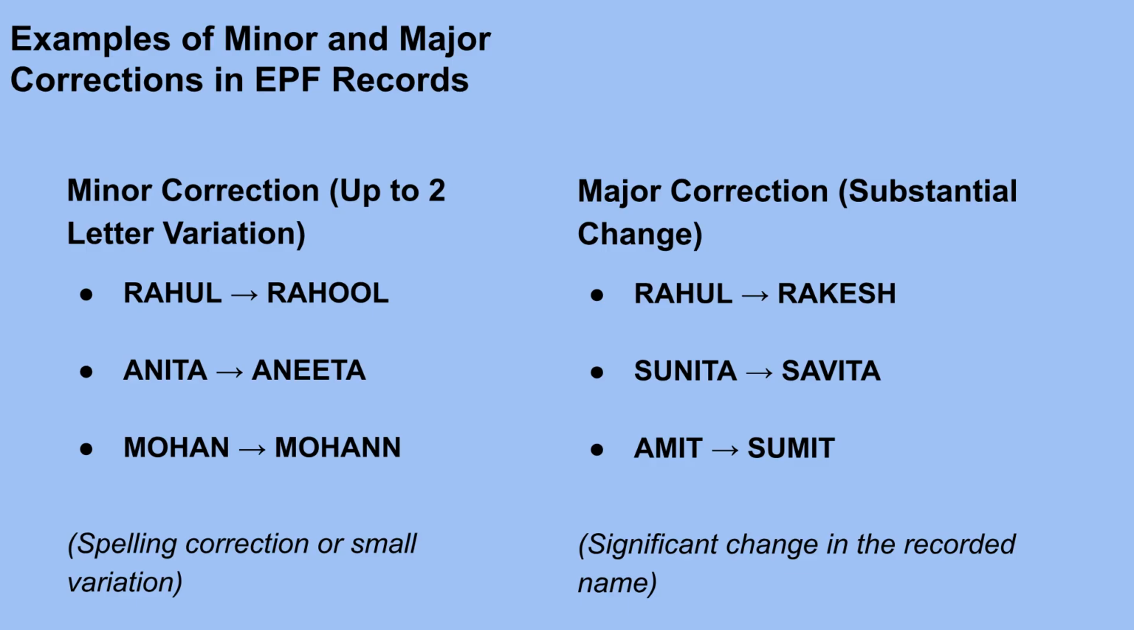To understand this classification more clearly, let us look at a few practical examples. If the correction involves a small spelling variation of up to 2 letters, it is treated as a minor correction. However, where the name undergoes a substantial change or differs by more than 2 letters, it is categorized as a major correction under the EPFO Standard Operating Procedure.